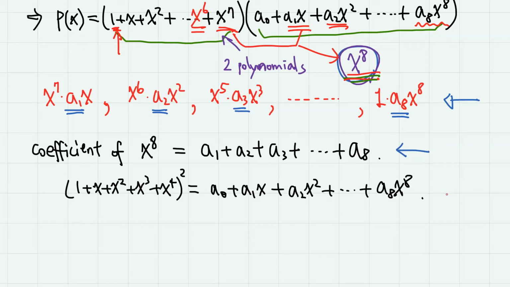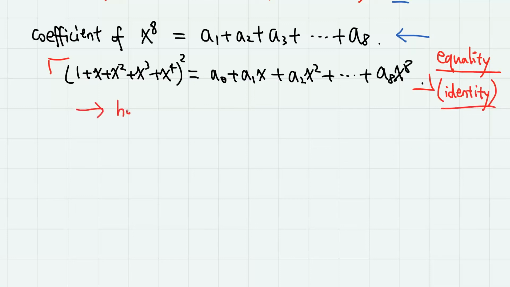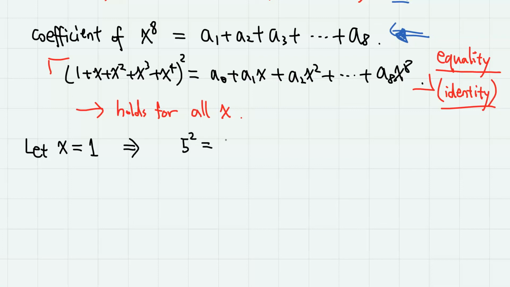Let's take a look at this again. Notice that this is an equality, or sometimes we call it an identity, which means that it holds for all values of x. That is, we can let x be whatever values we want it to be. So in order to calculate this, let x equal 1. Then on the left hand side, it is 5 squared, and on the right hand side, it is a0 plus a1 plus a2 plus ... plus a8.